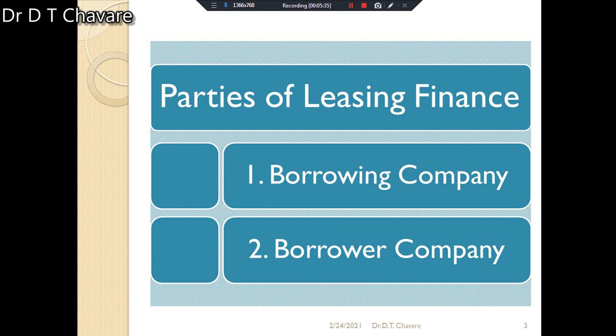The borrowing company is termed as a lessee, which uses the leased equipment. Try to understand. The borrowing company is termed as a lessee, which uses the leased equipment or machines for its operations. That's why this company is called the borrowing company, and this is the first party in leasing finance. Then the second party is also given here, that is a borrower company.